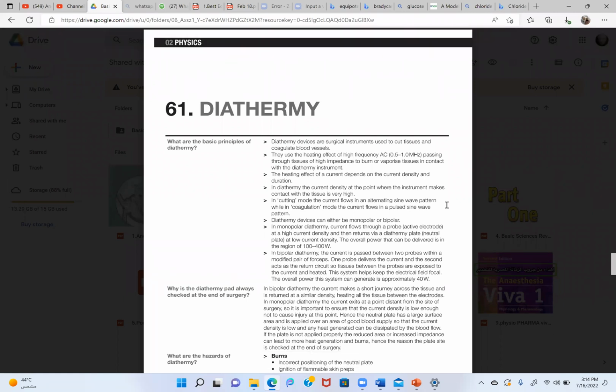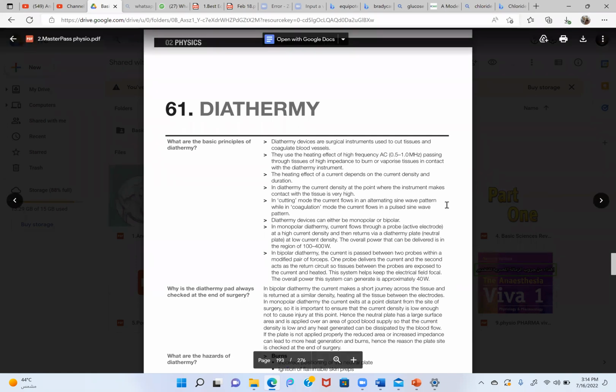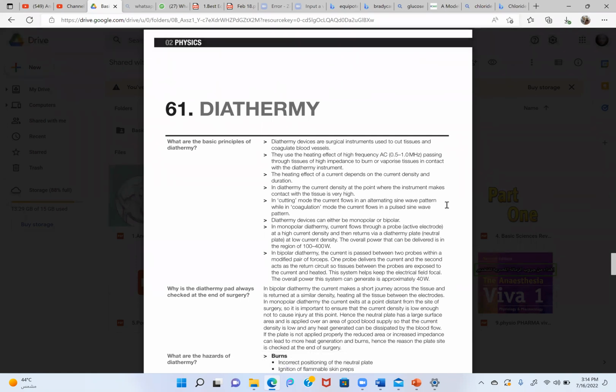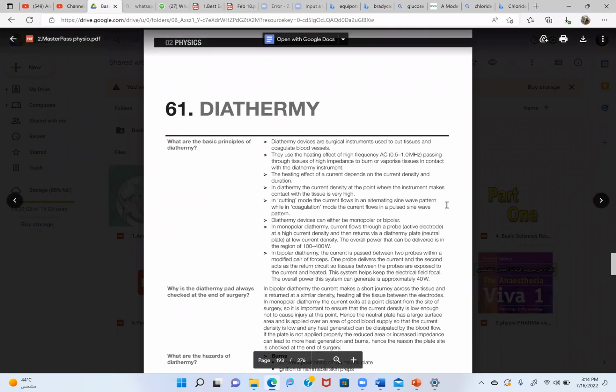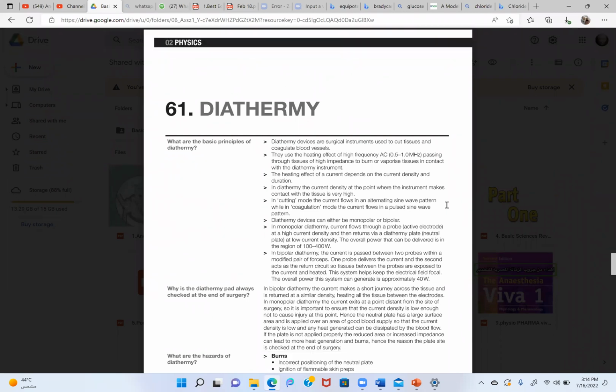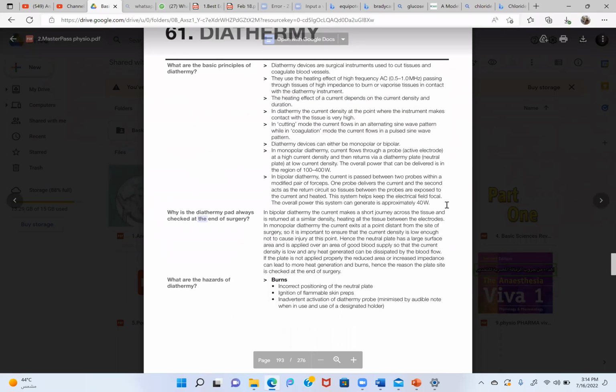So in bipolar, the current passes through the same forceps. They have both poles. Current flows through a probe active electrode at a high current density, and then returns via the diathermy plate at low current density. The overall power that can be delivered is in the region of 100 to 400 watt. And this has low power, so it is better to be used in patients with pacemaker and things like that. So it's a better technique.